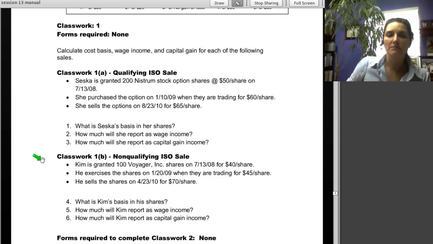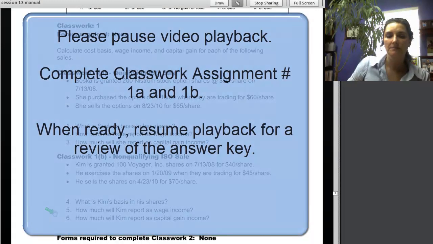Classwork assignment 1B, the non-qualifying ISO sale. Kim is granted 100 Voyager Inc. shares on 7/13/2008 for $40 a share. He exercises the shares on 1/20/2009 when they are trading for $45 a share. He then sells them on 4/23/10 for $70 a share. Now we have the same three questions. What is Kim's basis in his shares? How much will he report as wage income, and how much will he report as capital gain income?